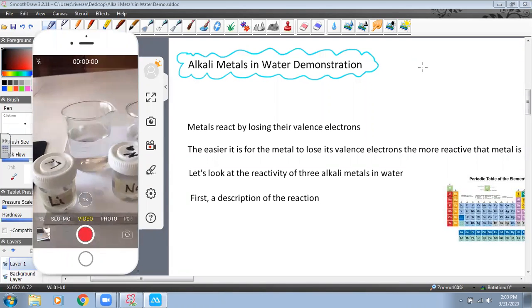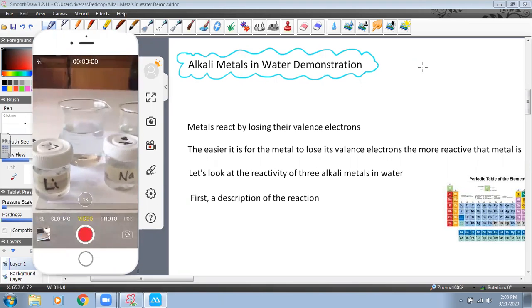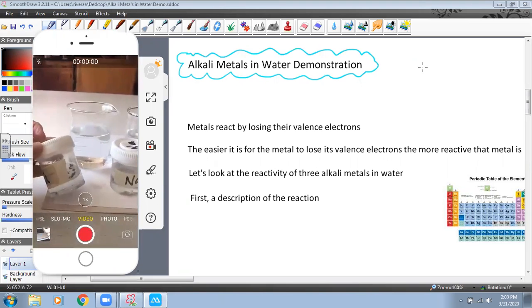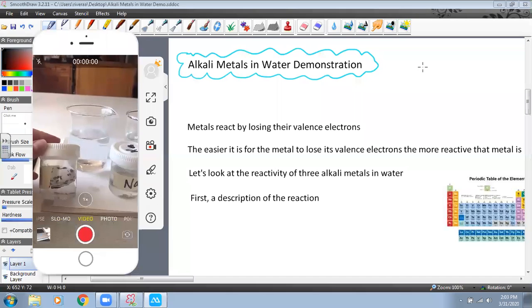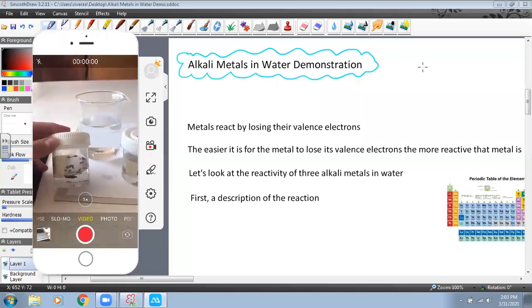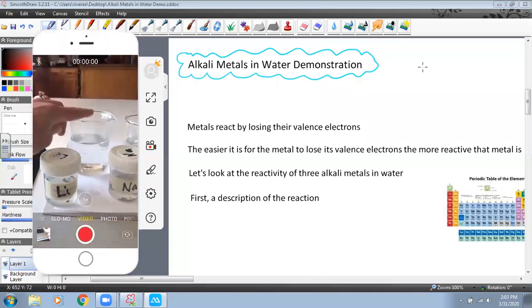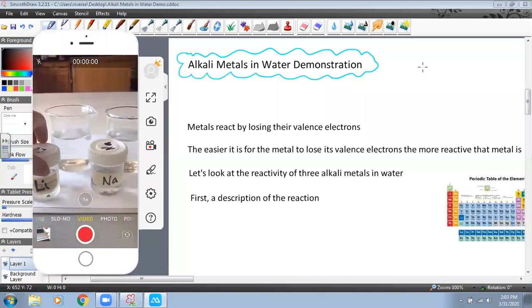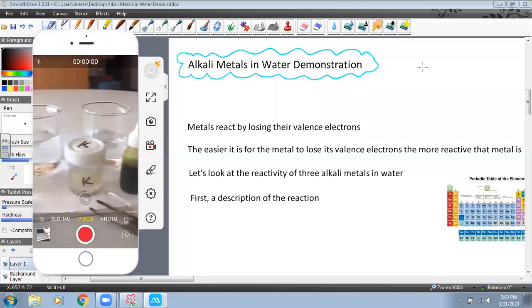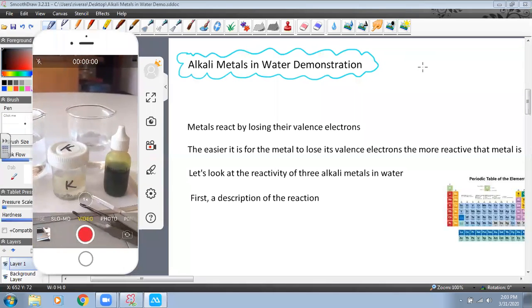Okay, so like I was saying, these alkali metals are stored in oil because they are so reactive, they'll react with the moisture in the air. They will not react, however, with oil. So they're stored in oil, and I'm going to take each one of them out and I'm going to put them into water. So I just have 3 beakers of water and each of the 3 alkali metals that I'm going to be working with.